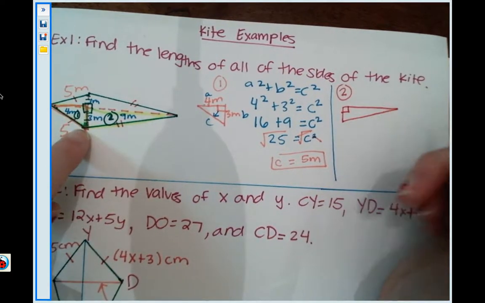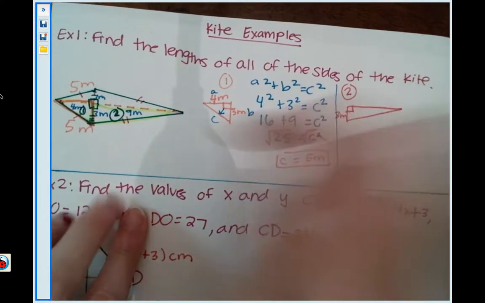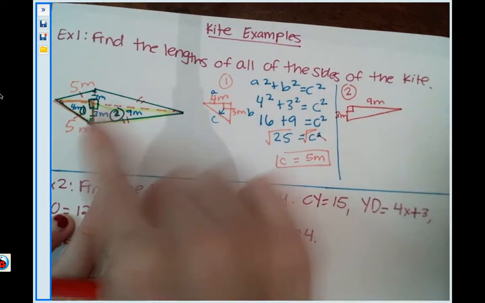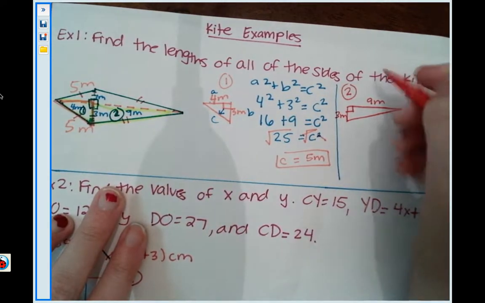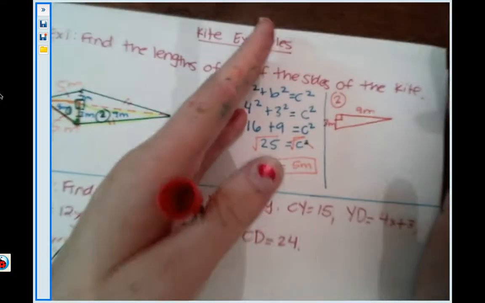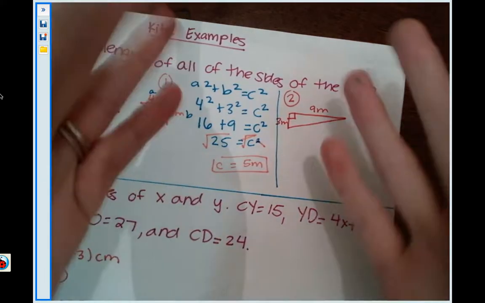This piece is this side, which is 3 meters. The long side is this right here, which is 9 meters. And we want to find what this side is. I don't know what this side is. And guess what, you guys? What kind of triangle do we have here? We have another right triangle.